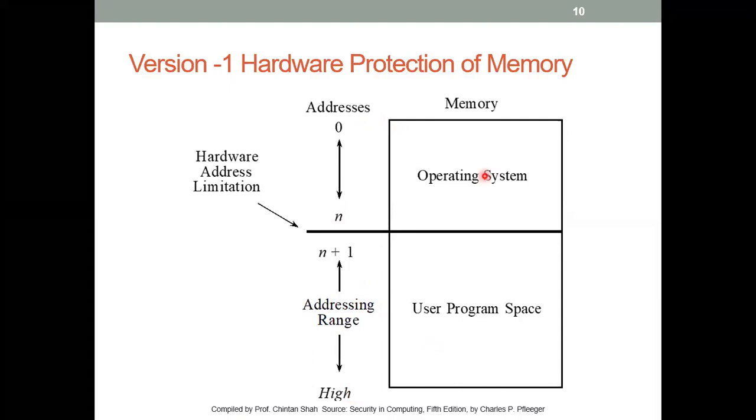So you have a concept of a fence, which is called a hardware limitation, which is protecting your operating system from the user program space, and protecting your user program space from the operating system, so that both should not interfere with each other.